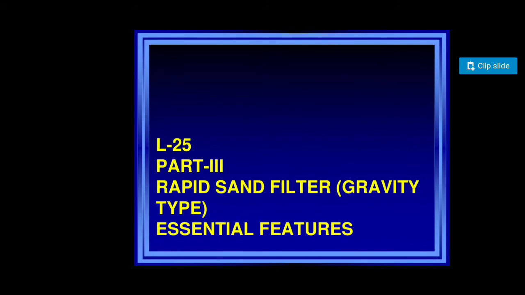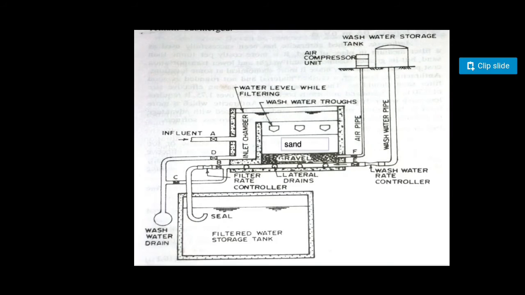Now we will move on to the next process, which is our rapid sand filter. Rapid sand filters can be of two types. It can be of the gravity type, it can be of the pressure type. So first we are discussing the rapid sand filters of the gravity type, right. So this is how your rapid sand filter looks like.